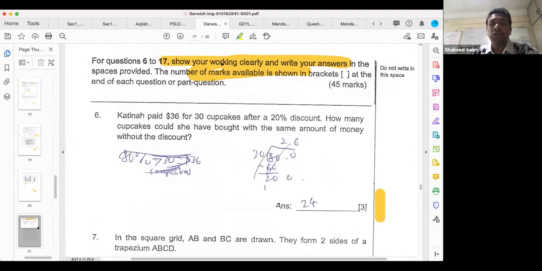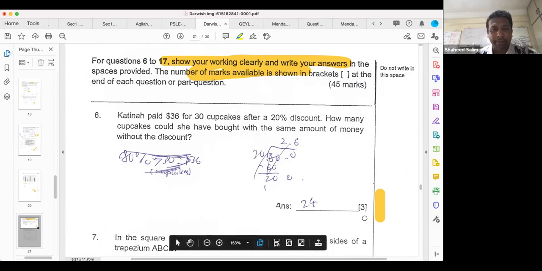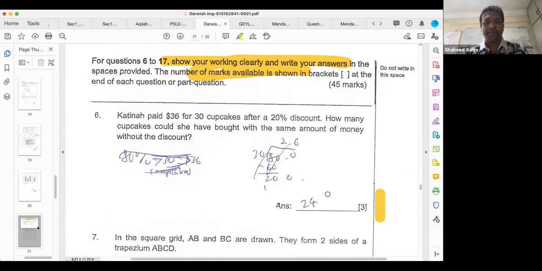Down here, sorry. Show your working clearly and write your answers. This is something you need to show. See down here, I do not know. You cancelled the working, then you wrote 24. The answer is correct, but you don't show your working, you lose 2 marks. Why? Because I don't know how you got the answer. So can you explain?